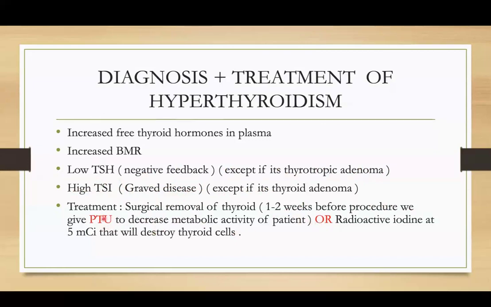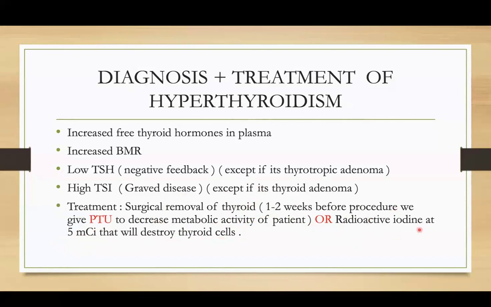I hope you remember what PTU is. It's propylthiouracil, which blocks the iodine peroxidase and 5' deiodinase in peripheral tissues, right? So this decreases the metabolic activity of the patient before the thyroid removal, thyroidectomy, right? Or the other option is radioactive iodine at 5 millicurie, which is the dosage. You don't need to remember that. It will destroy the thyroid cells.